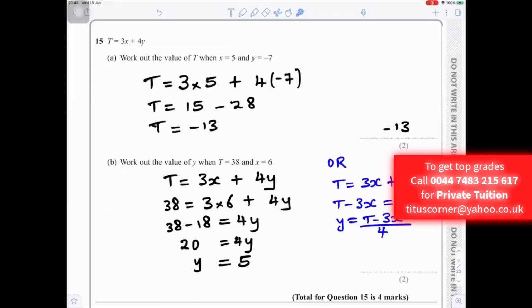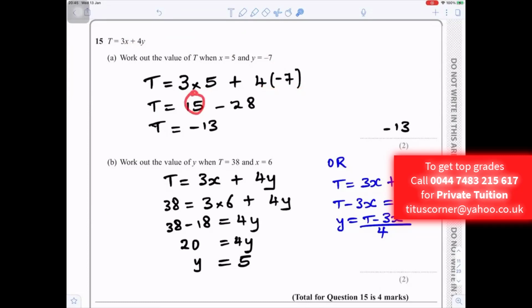Question number 15. T is equal to 3x plus 4y. Work out the value of t when x is equal to 5 and y is equal to minus 7. Here we're substituting in the values for x and y. And it's important to be careful that y is a negative number. So x is 5, so where we see x, we replace it with 5. And y is minus 7. So t would be 3 times 5 plus 4 times minus 7.